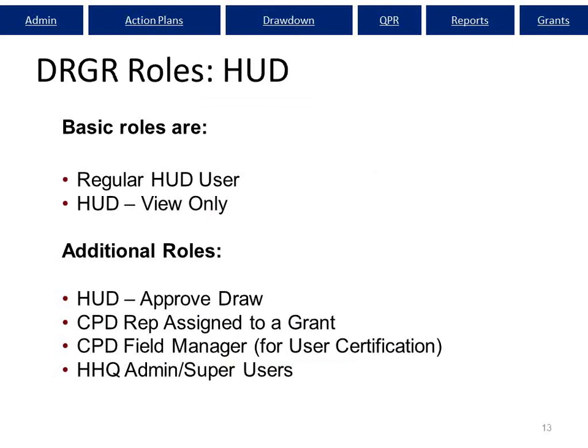So basic roles for HUD, we have a regular user versus HUD view only user. Regular user is someone that can actually review action plans and QPRs. And if someone else is in the same field office, it's not only your CPD rep that actually can review an action plan or review QPR. So again, other folks in that office have the ability to do it. So the only ones that wouldn't would be, again, those inspector general users that are actually view only rights.